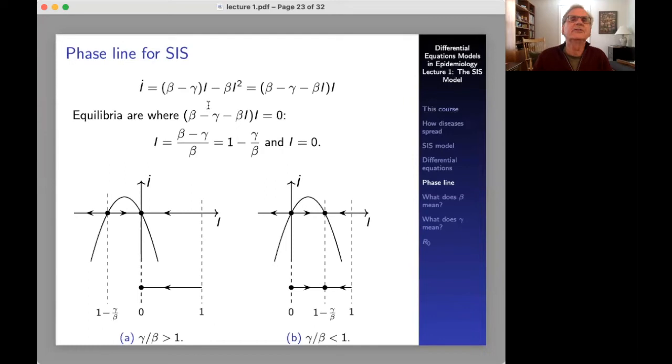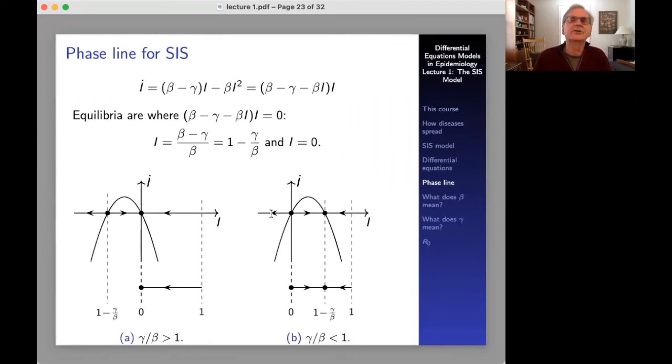So let's draw the phase line for I dot equals beta minus gamma I minus beta I squared. And perhaps it's easier to factor out the I. Then you'd have beta minus gamma minus beta I times I. This makes it easy to see where the equilibria are. The equilibria occur where the right-hand side is 0. In other words, where I is 0, that's 1 point, and where this term is 0, if I set this equal to 0 and solve for I, I'll just get beta minus gamma over beta. Or in other words, 1 minus gamma over beta. So those are the two equilibria.